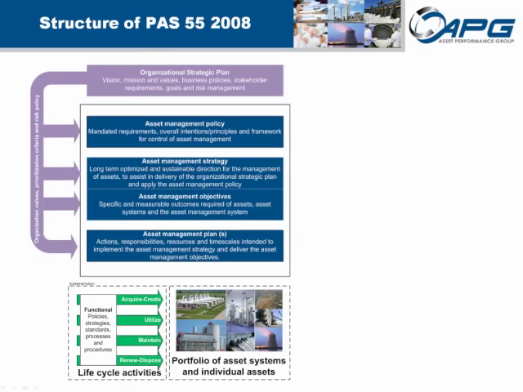This is another view, really, of the pyramid. So if we look at the top, we have the organizational strategic plan, the vision, the mission. And below that, the PAS-55 steps. So the first one, of course, being policy, which is what we're going to talk about today.